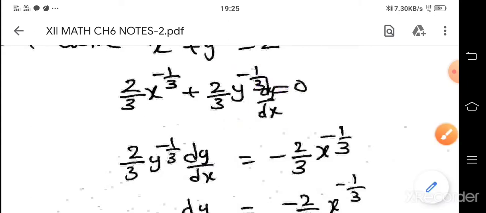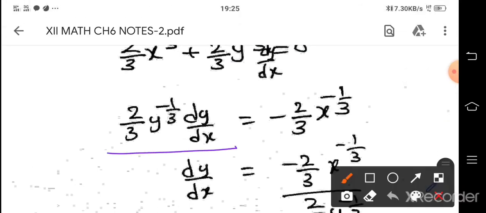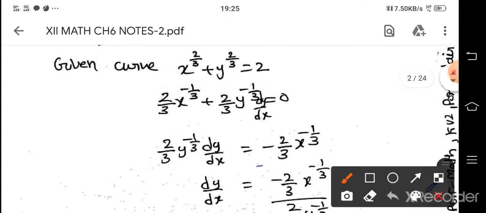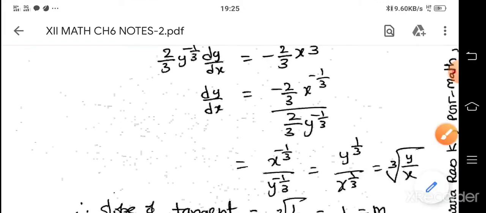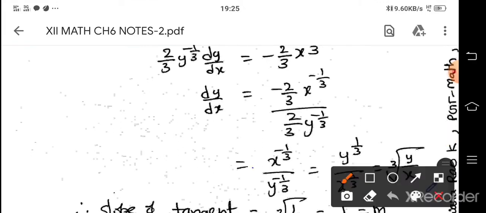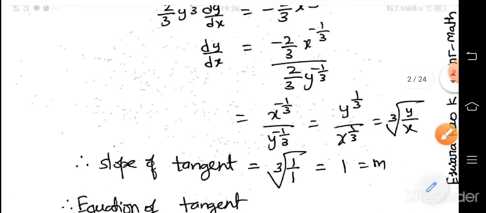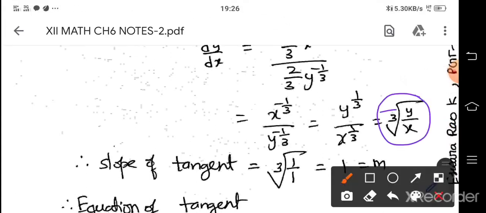So then isolate dy by dx: 2 by 3 y power minus 1 by 3 into dy by dx is equal to minus 2 by 3 x power minus 1 by 3. So dy by dx is equal to something like this. Some correction is there in this one. Try to note it. Here a minus should be there. Then you will get dy by dx as minus cube root of y by x. So substitute that. Slope of the tangent is minus 1.